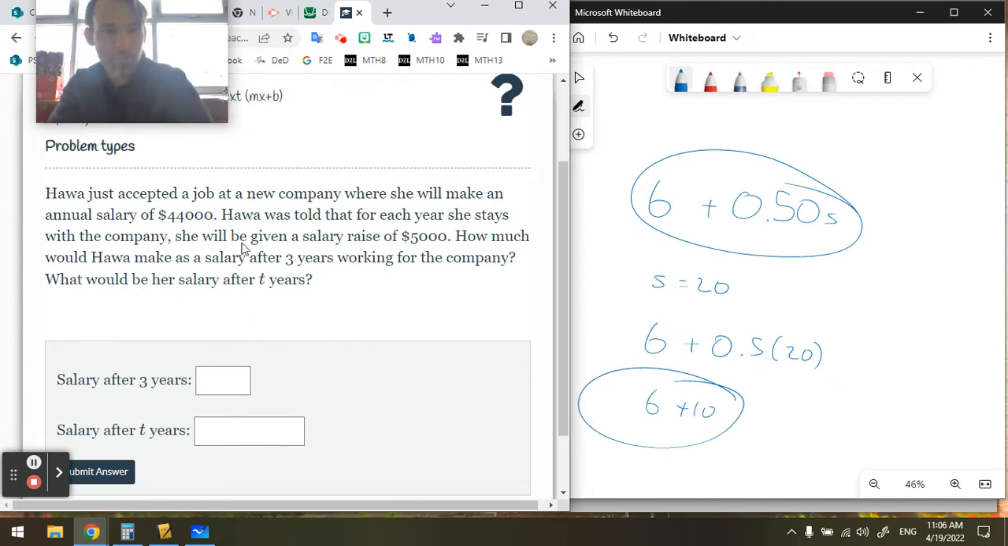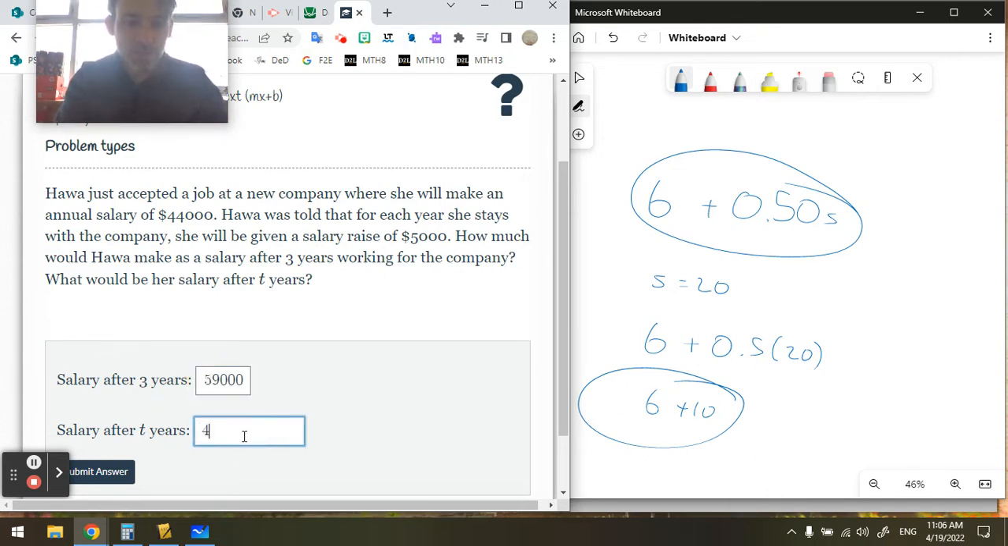So we just got a job. She has an annual salary of $44,000, but each year she stays, she gets a raise of $5,000. Good job. That's a nice job. You'll be making a lot of money pretty soon. After 3 years, she will have gotten a $15,000 raise. So 15,000 plus 44,000 is 59,000. Let's put that in. Salary after 3 years is 59,000.